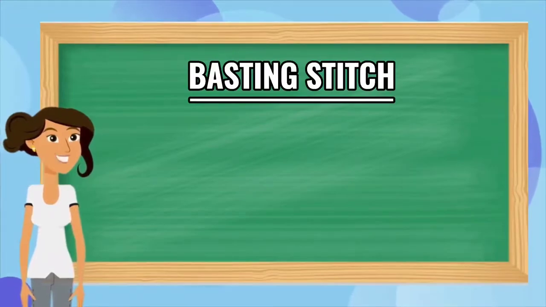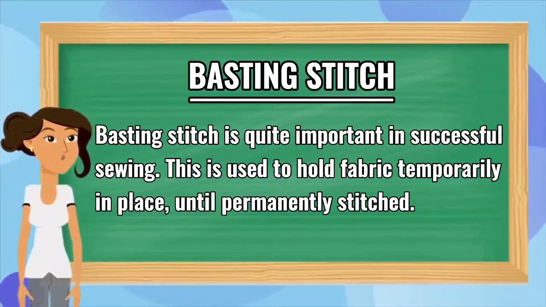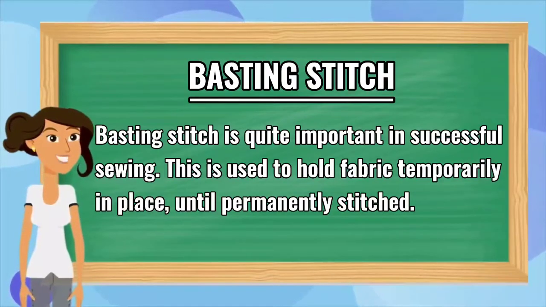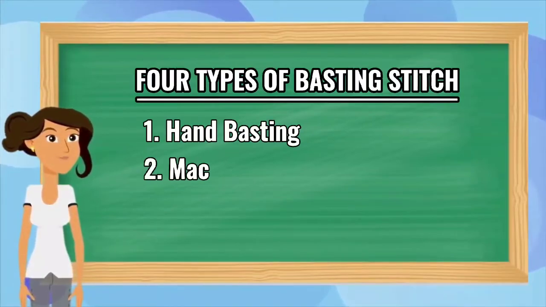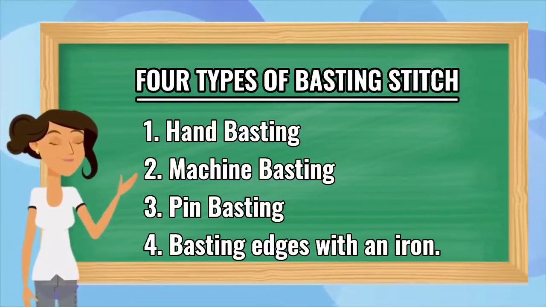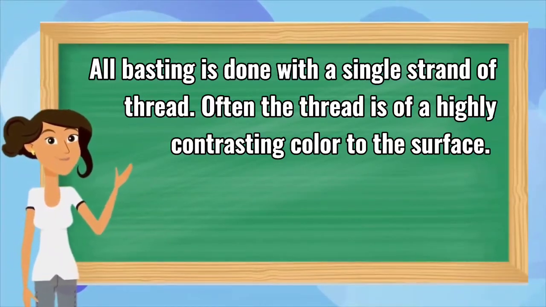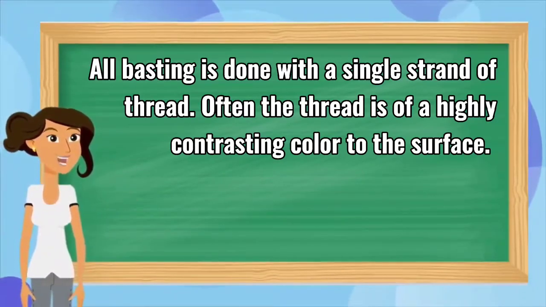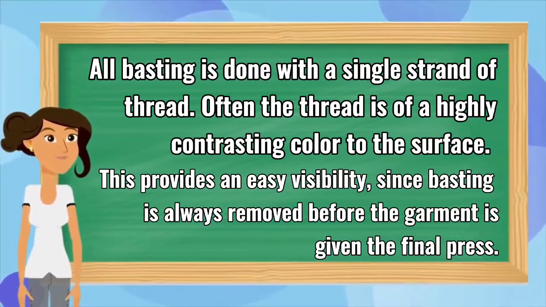Next, we have basting stitch. Basting stitch is quite important in successful sewing. This is used to hold fabric temporarily in place until permanently stitched. There are 4 types of basting. We have hand basting, machine basting, pin basting, and basting edges with an iron. All basting is done with a single strand of thread. Often the thread is a highly contrasting color to the surface. This provides easy visibility since basting is always removed before the garment is given the final press.